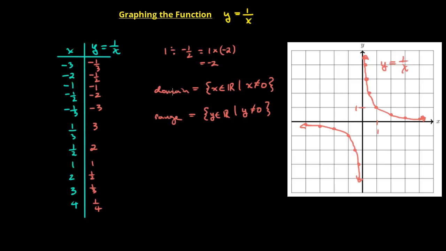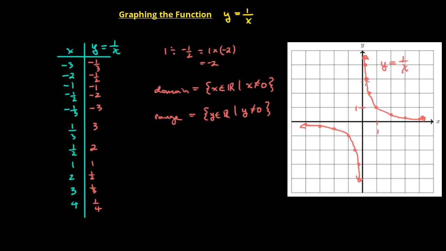Because the domain is such that x is an element of the real numbers, such that x cannot be equal to 0, this graph can never touch the y-axis. Because the range is y is an element of the real numbers such that y cannot be equal to 0, this graph cannot touch the x-axis, since our y value on the x-axis is 0.